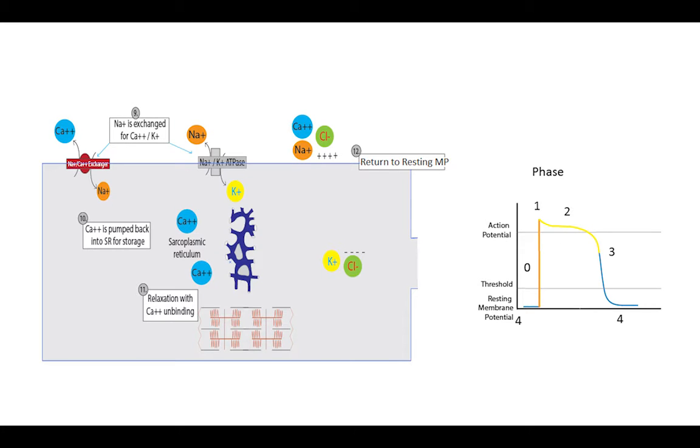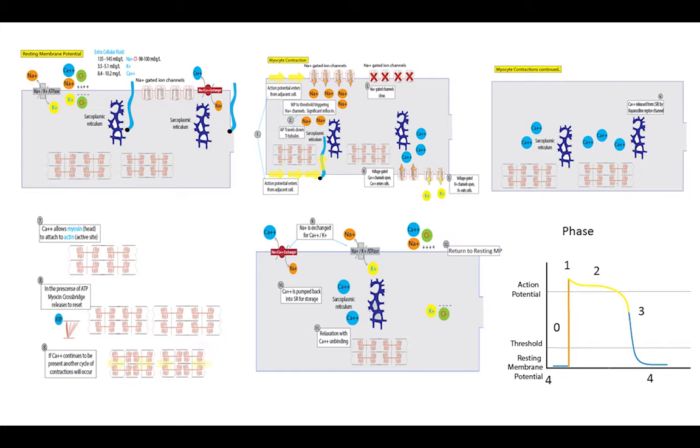Sodium and calcium exchangers, along with sodium and potassium ATPases, return the membrane potential to the resting state you'll see in phase 3 to the right. Calcium is also pumped back into the SR for storage. Relaxation of cardiac muscles occurs in the absence of calcium. Here I place the steps for the myocyte activity in one place so that it's easier to review.